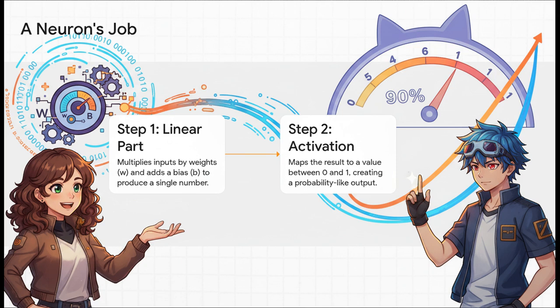That's the linear calculation. Then, for step two, it takes that number and runs it through something called an activation function, which basically just squishes the result so it's always a value between 0 and 1. So if we're building a cat detector, a 0.9 just means I'm 90% sure this is a cat. And that's it. That's all a single neuron does.